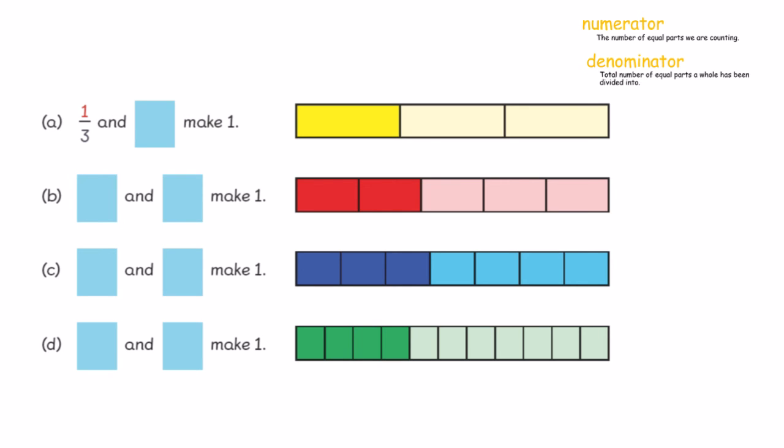Let's look at the first one together. It's been divided into 3 equal parts, so the denominator will be 3. One of those parts is a dark yellow, so 1/3 is dark yellow. You need to work out how many of the other pieces are the light yellow colour. Remember, the denominator will be 3 because there are 3 equal parts. Think about what the numerator will be.